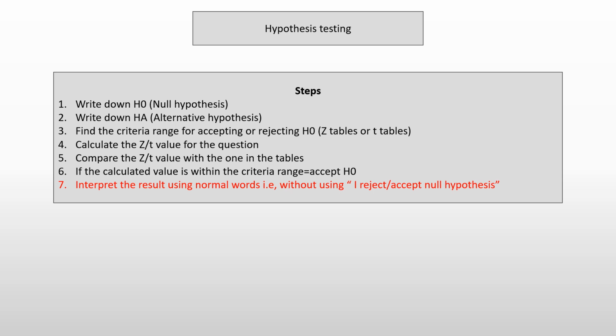So when you write that, just interpret the results using normal words, without using I reject or I accept the null hypothesis. We're just using words like, for example, the drug works, or the drug doesn't work, or the drug has a significant effect, or the drug doesn't have a significant effect. So that's pretty much a simple line in question 7. A lot of people struggle to find that line to say it because they didn't write down what they're accepting or rejecting. Anyway, let's use an example to clarify things.